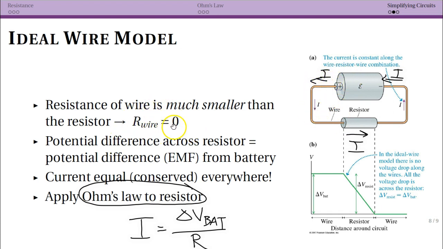saying that their resistance is 0. This is a really good approximation as long as the actual resistance of the wire is much, much smaller. So maybe this wire has 1 ohm of resistance, but if this resistor has 10,000 ohms of resistance, the wire really makes no difference. So that's why we can do this simplification.